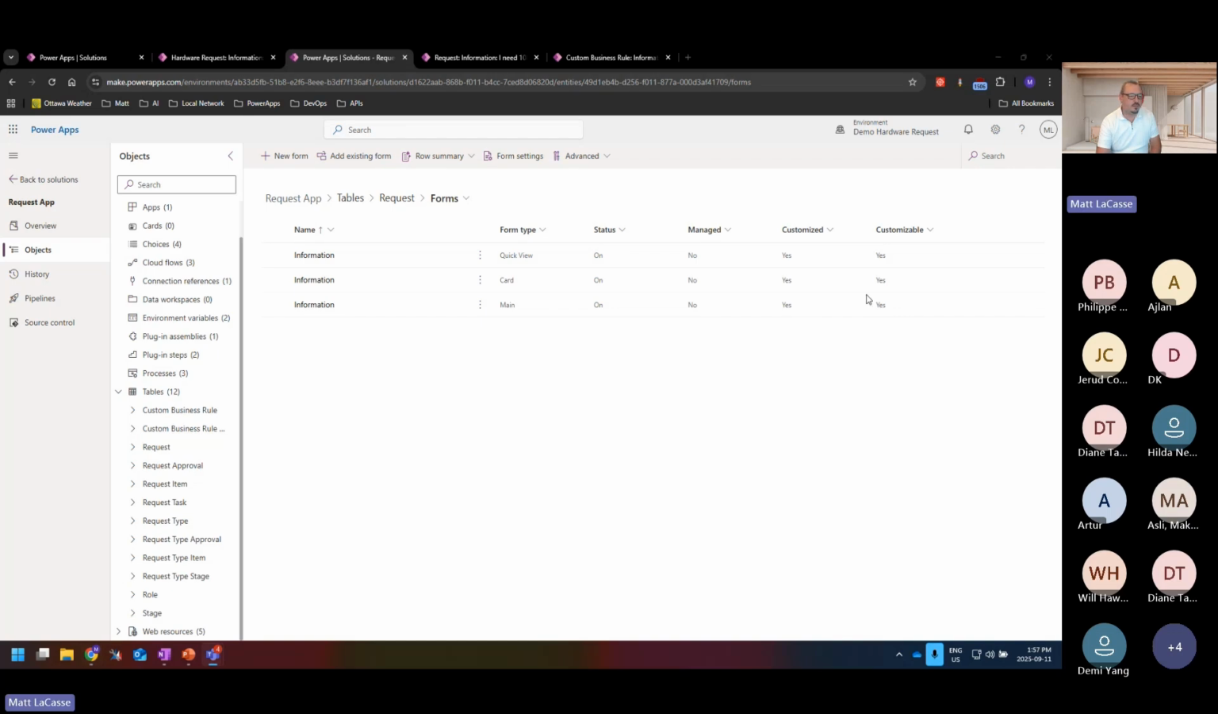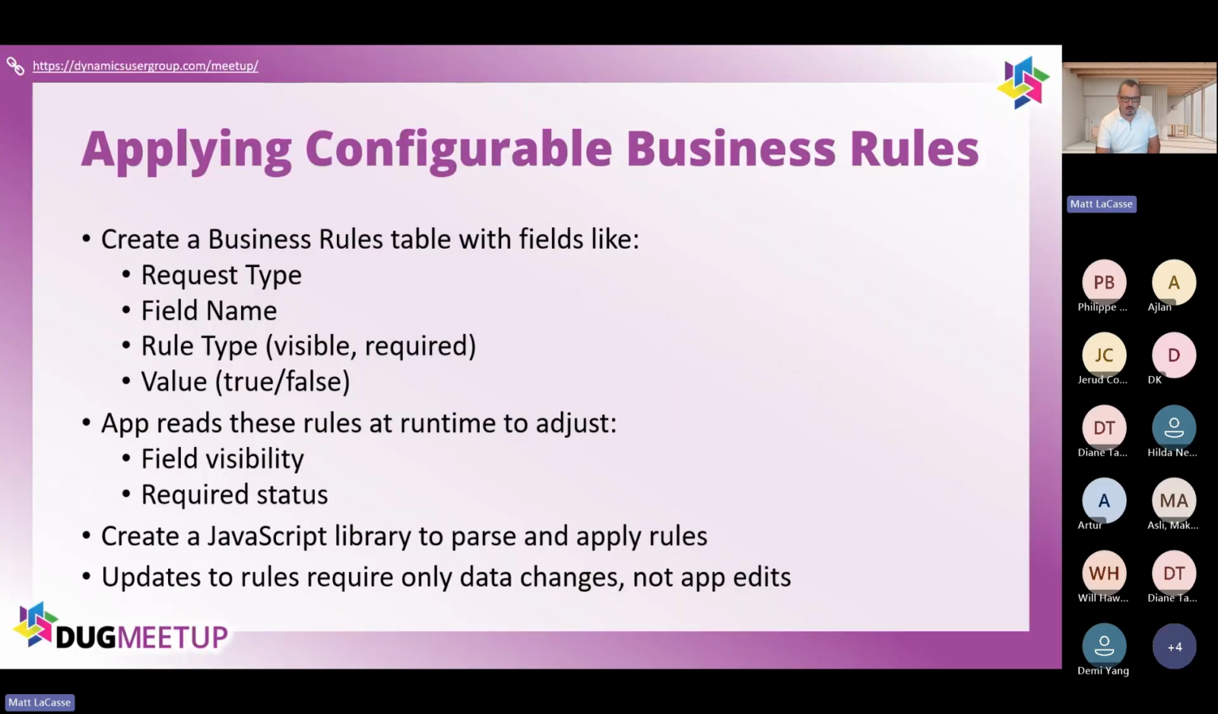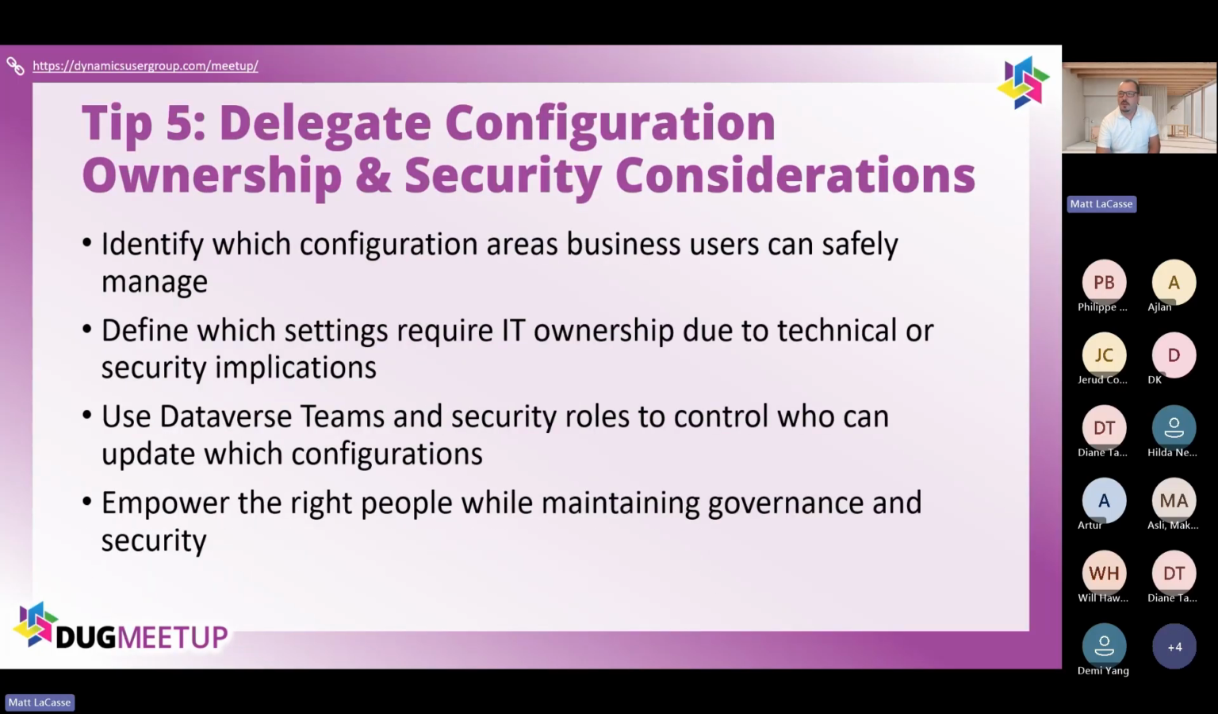All right, so let's go back. So that was configurable business rules. We're almost done. I'm trying to keep this at 45 minutes, and I think I'm almost on the mark, which is just awesome. So the last tip here is the delegation of configuration ownership and security considerations.